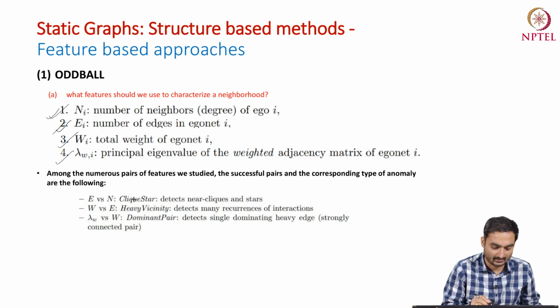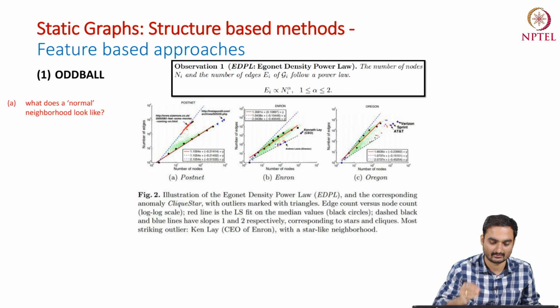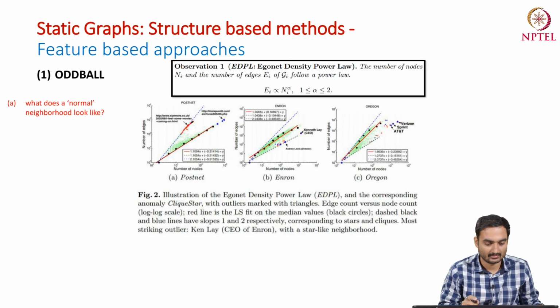Secondly, if we look at E and W, that would help you identify heavy vicinity kind of anomalous entities. If we look at W and lambda, that would help you identify dominant pairs. You may wonder how they have concluded these things. Let us discuss.